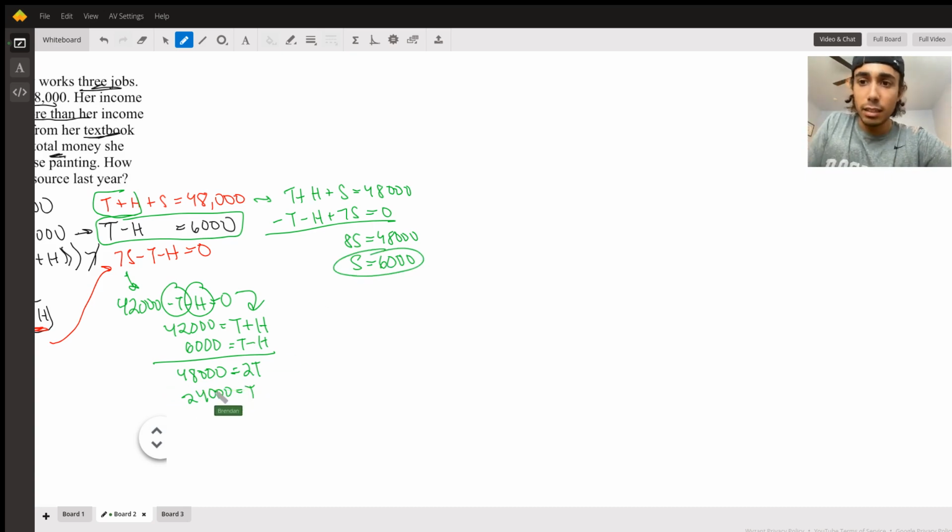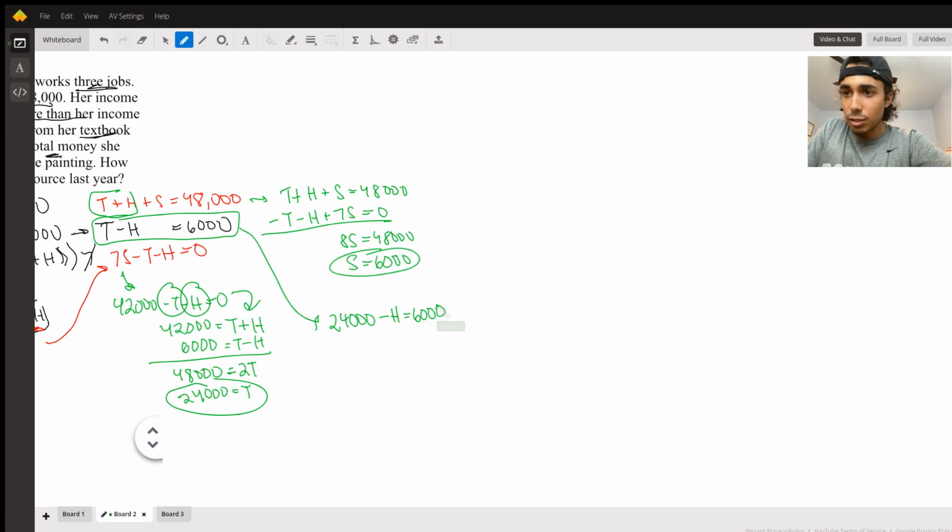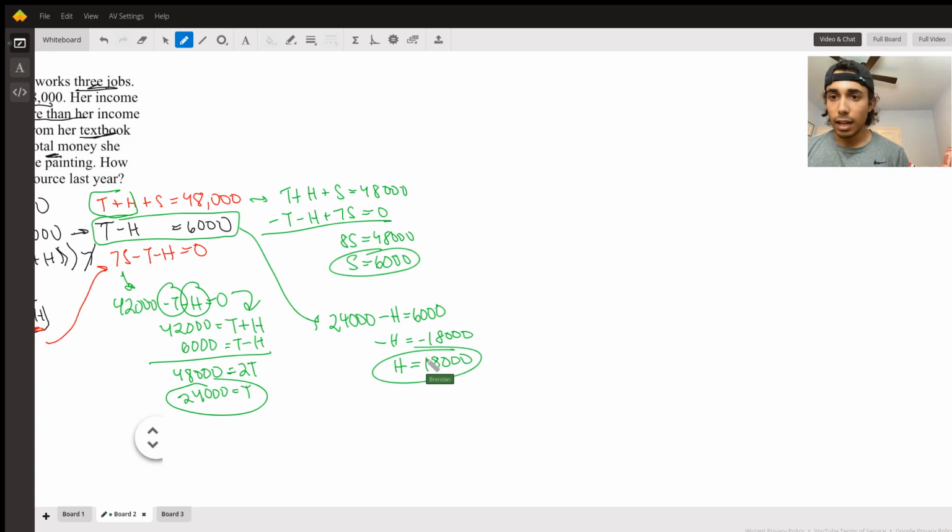The last one I need is going to be my h. Now remember that one equation that we had that just involved t and h? It's actually the second one right here. So I have t, which is 24,000, minus h equals 6,000. All right, let's subtract 24,000 on both sides. So that's going to be negative h equals negative 18,000. Multiply by negative 1, and h is 18,000. All right, so those are the three incomes there. The sales is 6,000, the painting is 18,000, the teaching is 24,000.